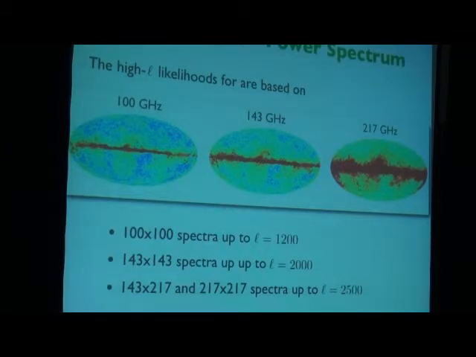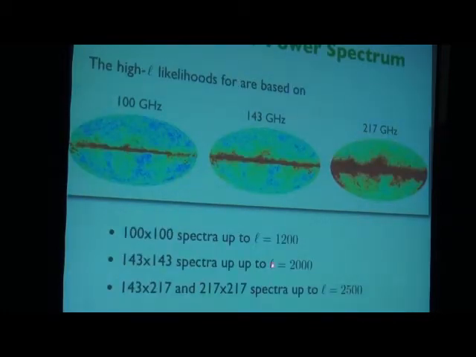Now you might ask why the ranges are different. The ranges are different because the different maps come at different resolutions. So this comes at 10 arc-minute resolution, 7 arc-minute, and 5 arc-minutes. In addition, the noise levels in the different channels are slightly different, and it's chosen so you go until the noise is taking over. So 100 gigahertz is cosmic variance limited out to about 1200, and so this is how it's chosen.